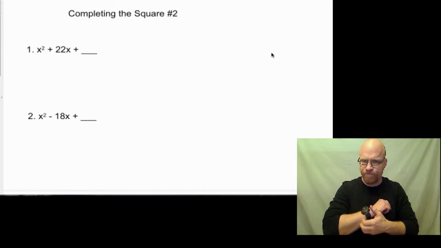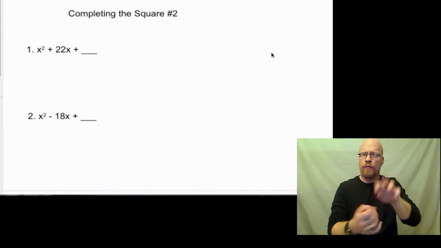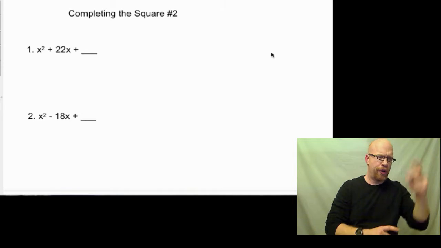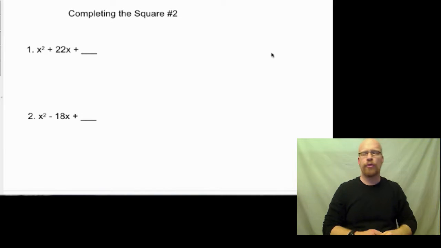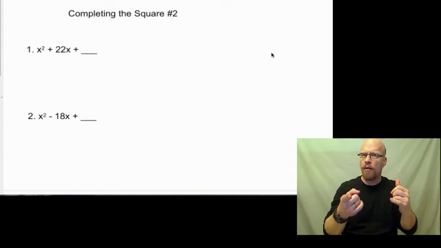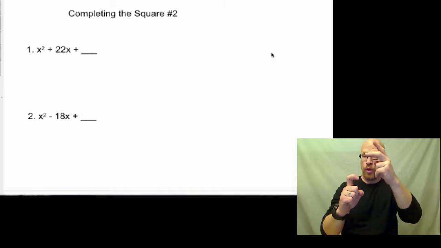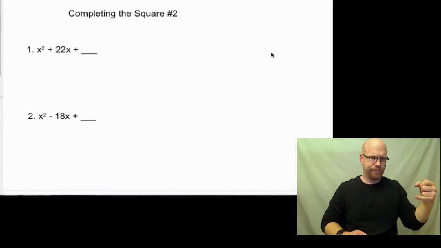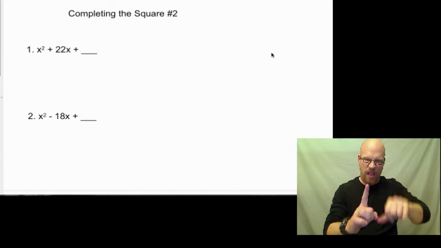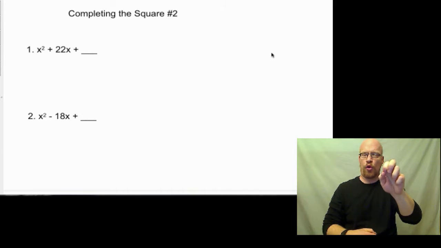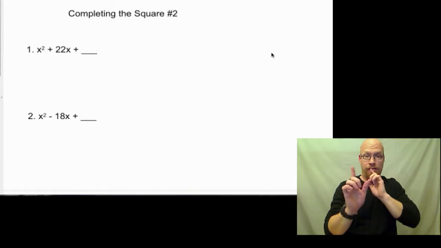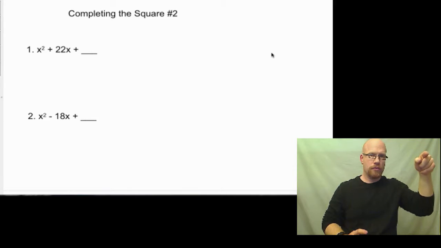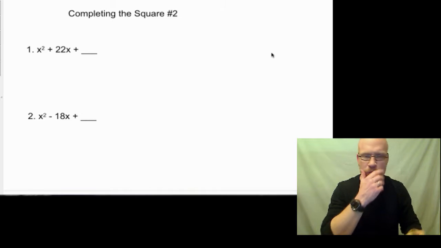And now, special products and perfect square trinomials. So we have parentheses x plus 5 squared, parentheses x minus 5 squared. Now this: x squared plus 22x plus this line. The goal is to find the right number so this is a perfect square. So we will have an answer of x plus something, the whole thing squared. Okay, watch.